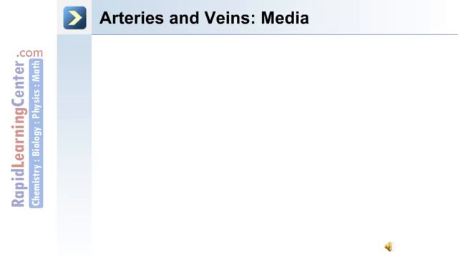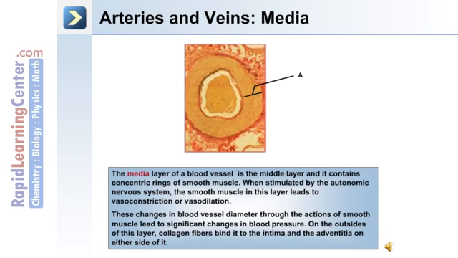The middle layer of a blood vessel is the media. It contains concentric rings of smooth muscle, and when stimulated by the autonomic nervous system, this smooth muscle leads to vasoconstriction or vasodilation of the blood vessel. These changes in blood vessel diameter through the actions of smooth muscle lead to significant changes in blood pressure.